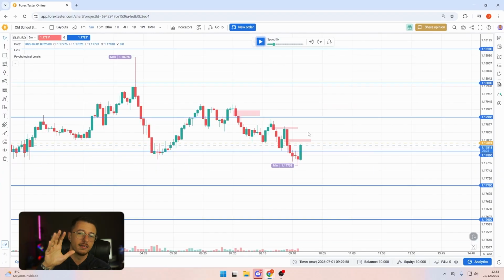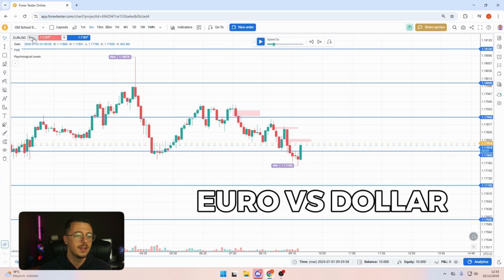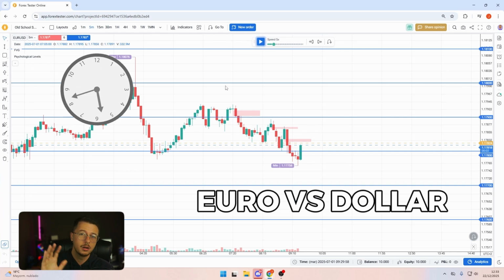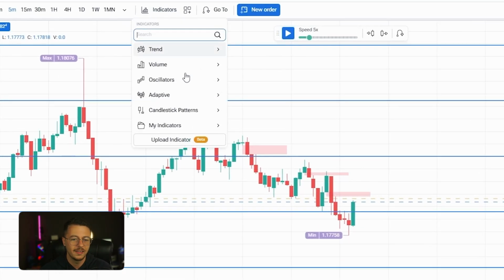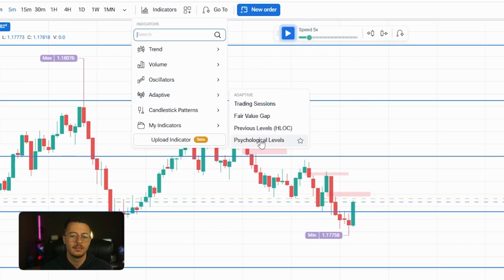So let's start off with the backtest, and we're going to be testing on the euro against the dollar in the 5-minute time frame, and we're going to be using two indicators incorporated in Forex Tester Online, which are the fair value gaps and the psychological levels. If we come to indicators, we'll be able to find them here in adaptive. We've got the fair value gap and the psychological levels.